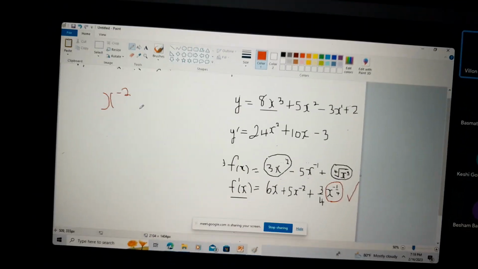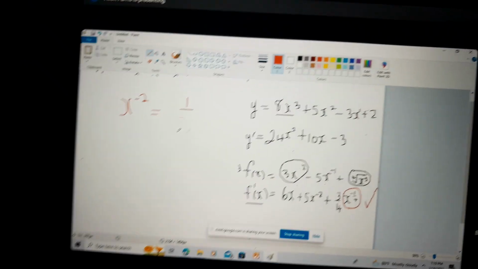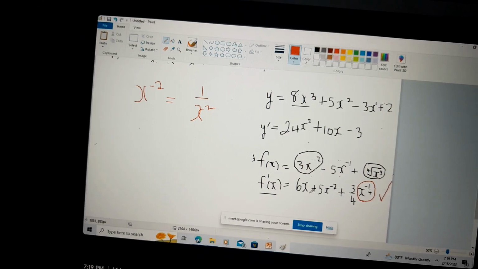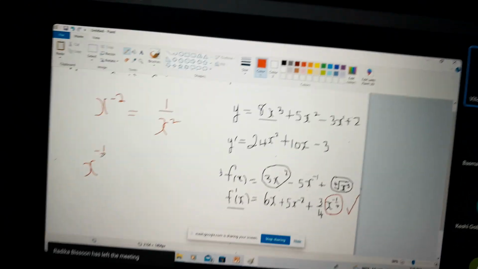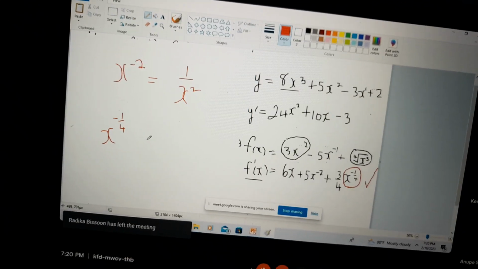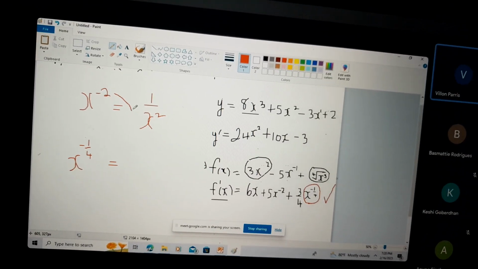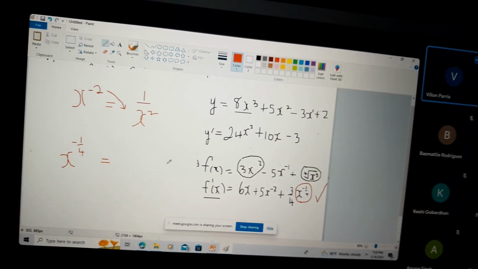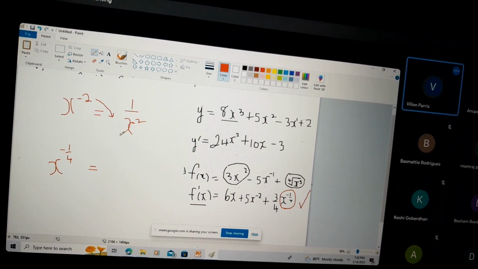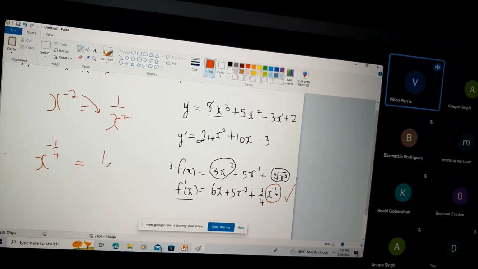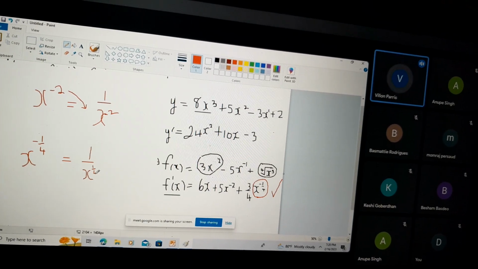how can I write this? So 1 over x to the 2. Very good. It would be 1 over x squared. So look at this. If we have x to the negative quarter power, how can we write this? Someone else. Come on, 1 over x to the quarter, sir. Excellent. 1 over x to the quarter power. Very good. So that's how this can be written.